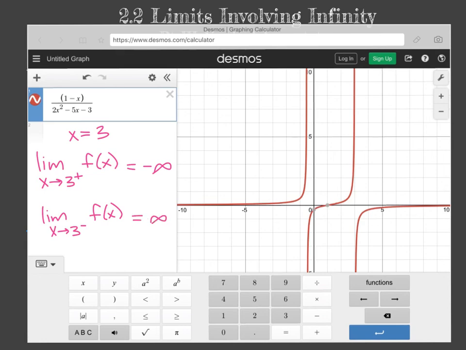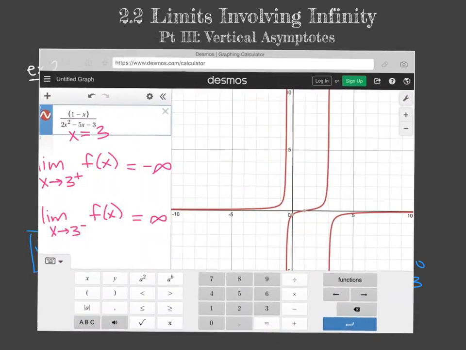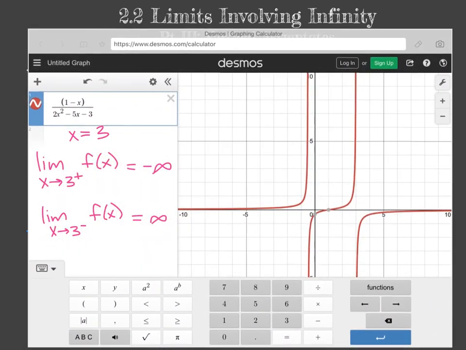So now we know how to factor and find those vertical asymptotes algebraically. We also can look at our graphing calculator and find them graphically, especially seeing what the behavior is to the right and to the left of each one of those vertical asymptotes.